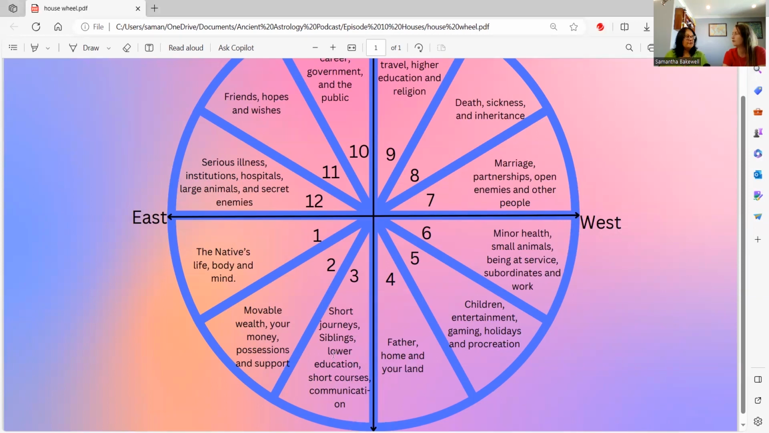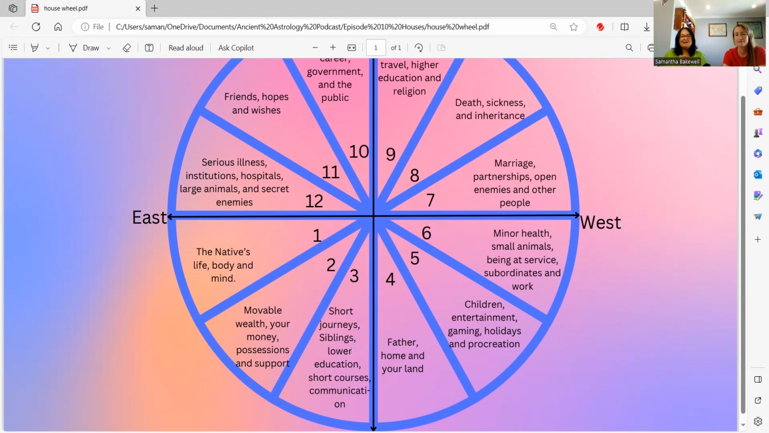So we normally find primary school here. This can tell us whether the native has had a good experience in primary school. Yeah, I have Venus there, and I loved primary school. Didn't really like high school, but I loved primary school. Very fond memories of it.